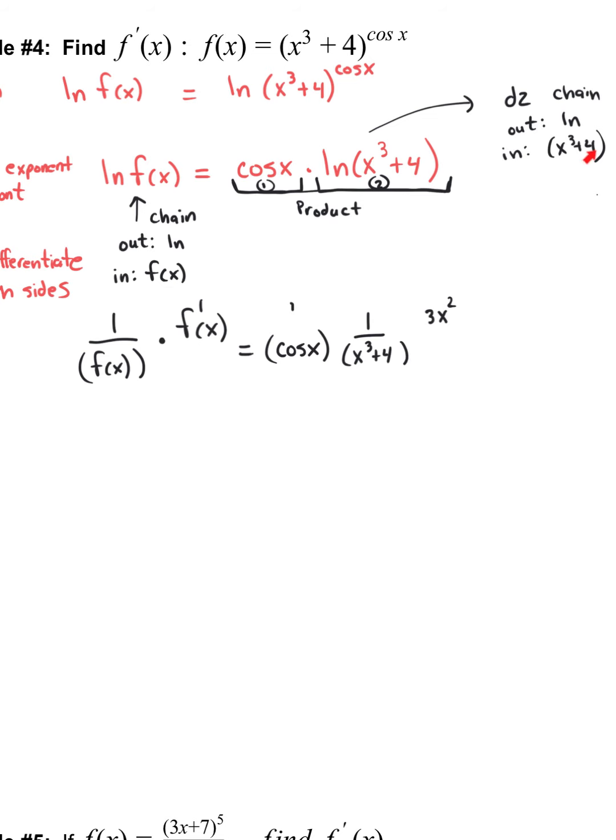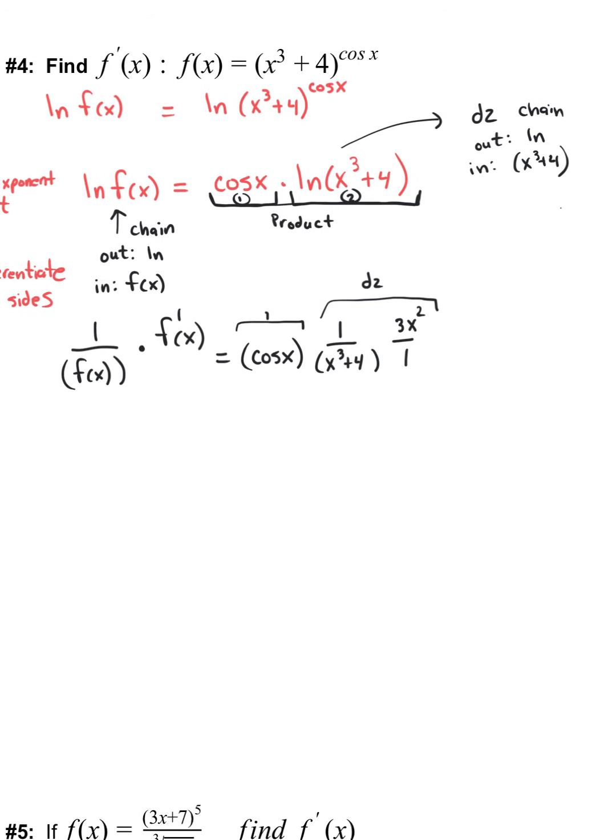And of course, the derivative of 4 is 0, so plus 0. So I'm going to put this over 1. All right, so this right here is 1. This whole thing here is d2. Okay, now let's keep going.